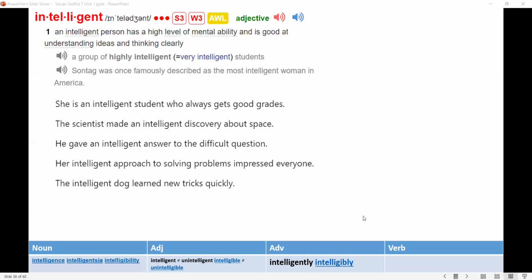Intelligent. People have a high level of mental ability. They're clever. They're bright. They're smart. Example, highly intelligent students. She is an intelligent student who always gets good grades. The scientist made an intelligent discovery about space. He gave an intelligent answer to the difficult question.